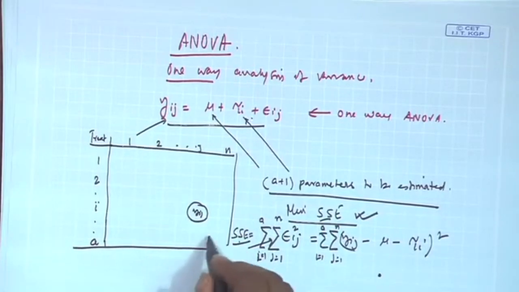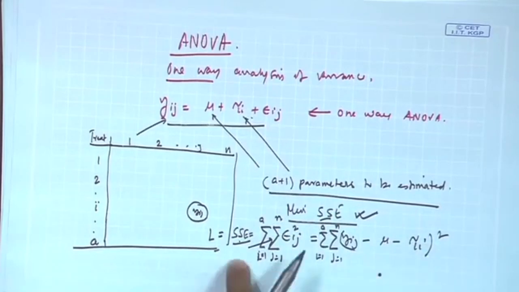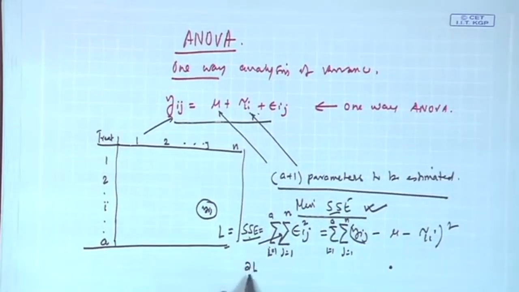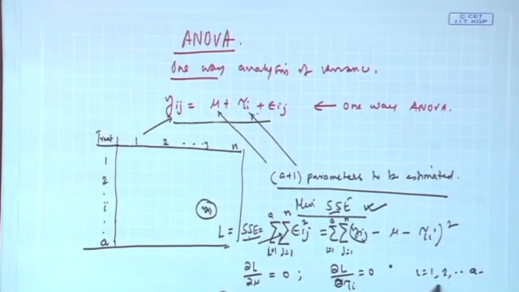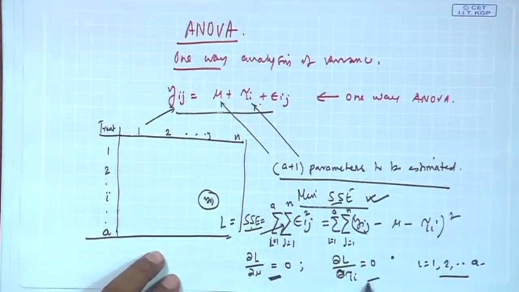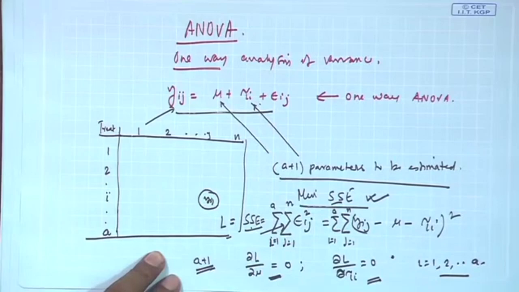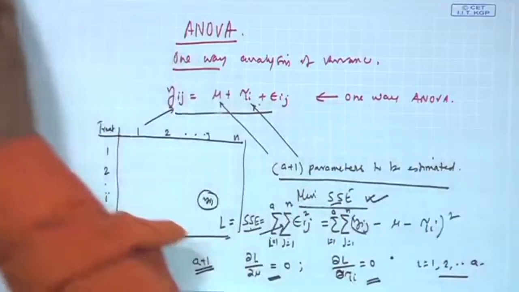If I denote this function by L, then what you are required to do is find del L by del mu and put it to 0, and del L by del tau_i and put it to 0, for i equal to 1 to a. So, what will it give you? It will give you one equation here and a number of equations here. So, you will have a plus 1 simultaneous equations to be solved. Okay, so let us see the slides.